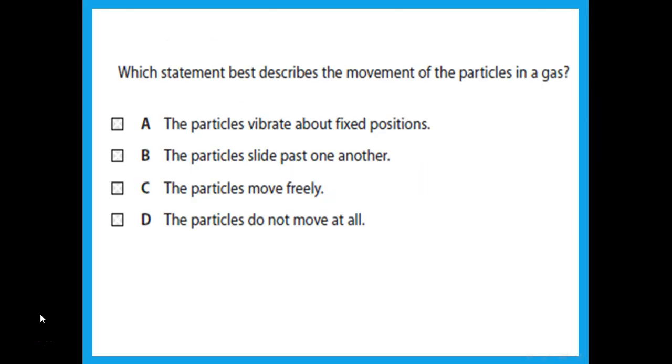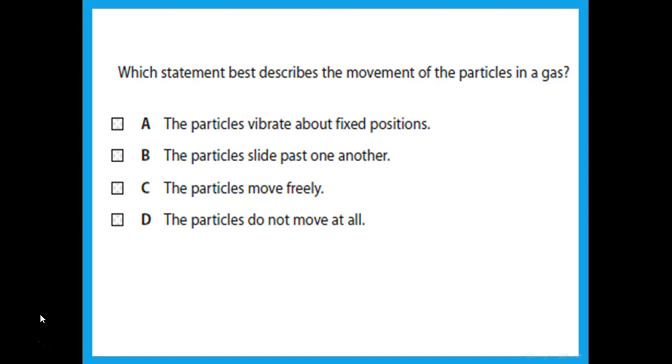Okay. Which statement best describes the movement of particles in a gas? So let's look at the choices. The first one says particles vibrate about fixed positions. Does that apply to a gas? You should realize that this does not apply to a gas. It applies to solids, so A is wrong.